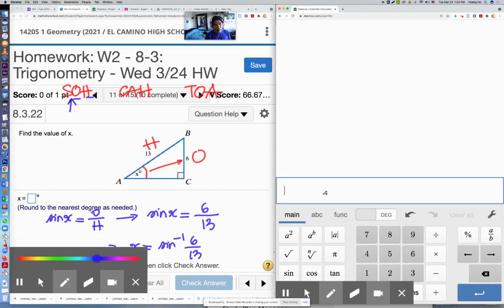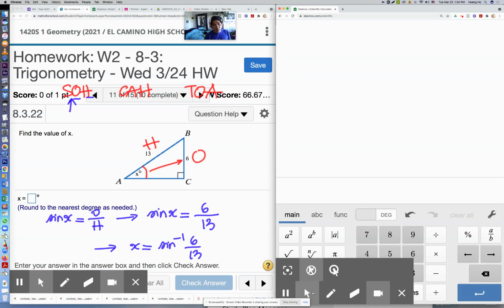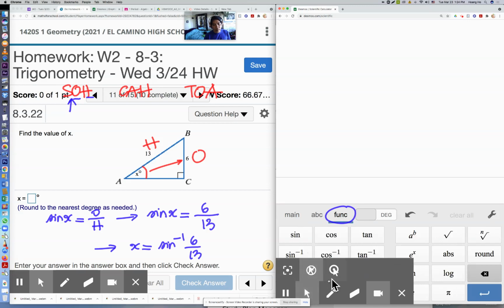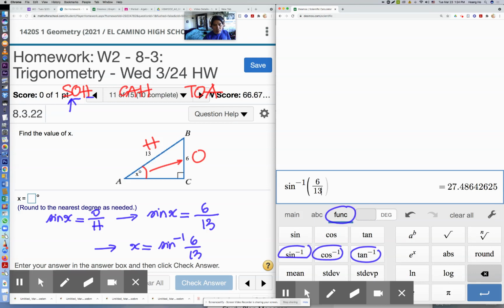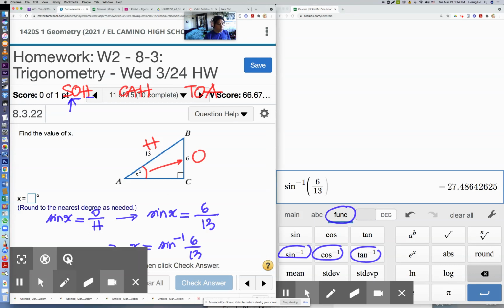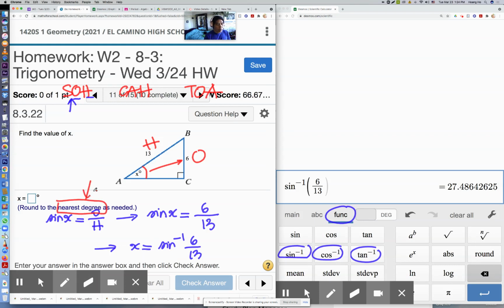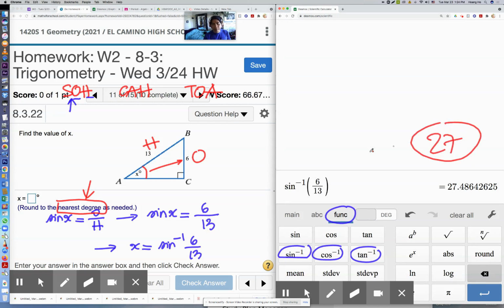Let me show you on the calculator how you find it. You click on function, and then you will see this button is inverse sine, this is inverse cosine, this is inverse tangent. You need inverse sine, so you click on that, then 6 over 13, and you're done. They said the answer to the nearest degree, so I would only keep 27. So I put 27.